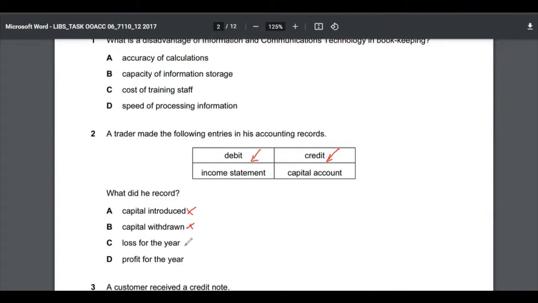Loss for the year? No, it won't be loss for the year. Otherwise, the entries would have been inverse. If it's a loss, then it reduces the capital account, whereas they have credited the capital account. So it's not option A, it's not option B, it's not option C. The answer to multiple choice 2 is actually option B, profit for the year. This is basically talking about a closing entry. You're closing the entry, so you debit the profit to retained earnings, which is basically part of the capital account. Therefore, the correct answer to multiple choice 2 is option B.